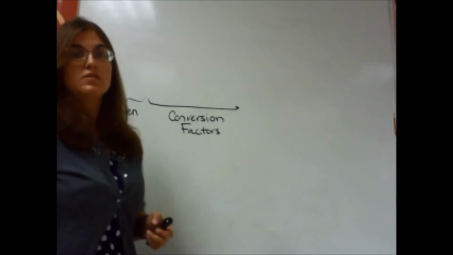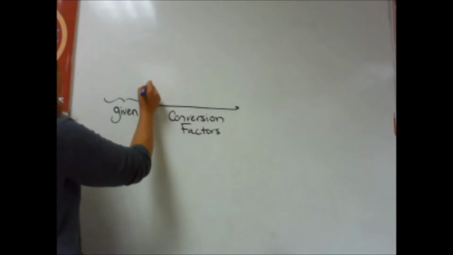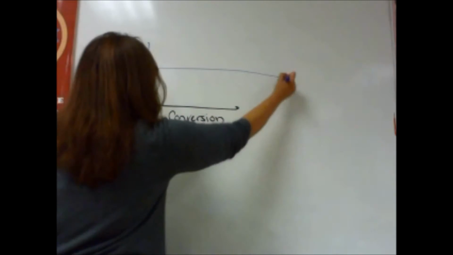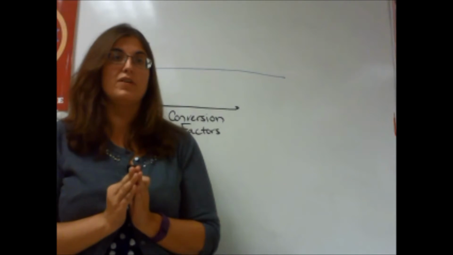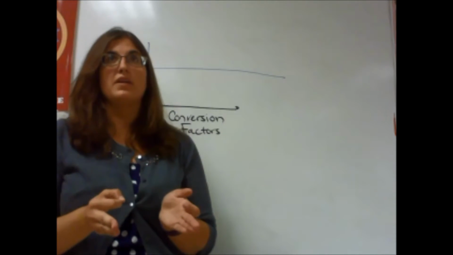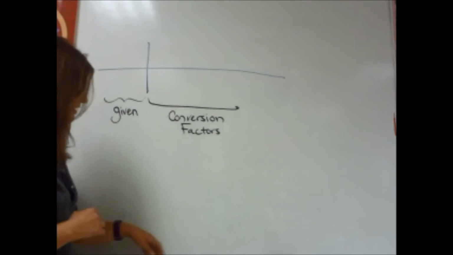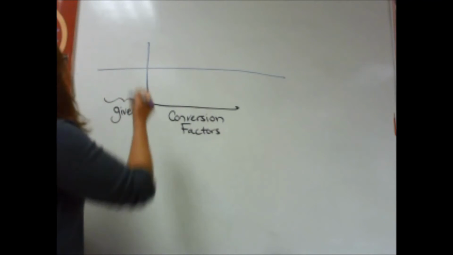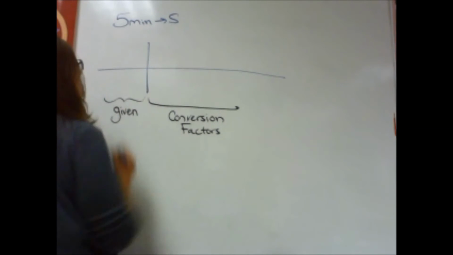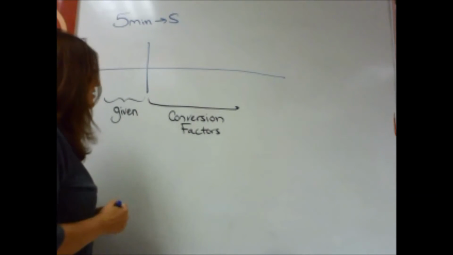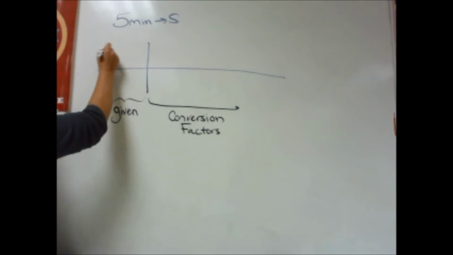Okay, so this time we are going to do a conversion. We're going to draw our table again. So let's say that we want to now convert from, let's say, minutes to seconds, okay? So let's say that we have 5 minutes and we want to go to seconds. So what we're going to look at is our given. So first we have our given, our 5 minutes. That goes on our plate.